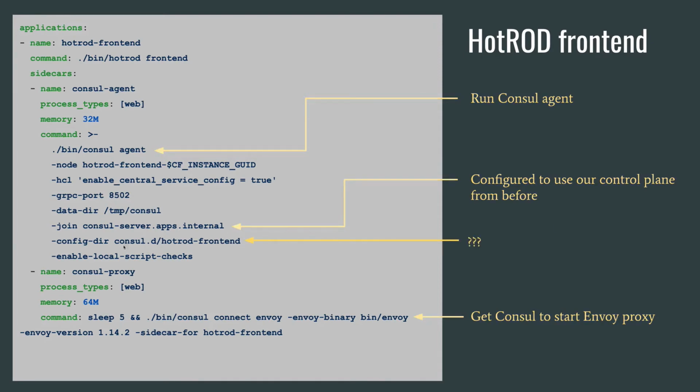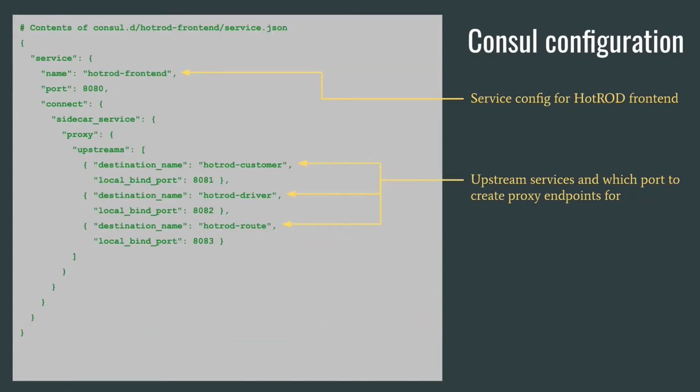The last kind of big interesting thing here is the config directory. So what's going on in here? I'm not going to do a hugely deep dive into configuration for Consul, but this is effectively what that configuration looks like for an application. We define which service this represents, and then we add any upstream services with which we want to create proxies for, and these bind to a local port, one per proxy, and that allows us to communicate with other services in the mesh.